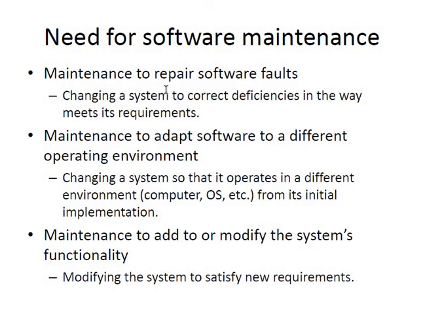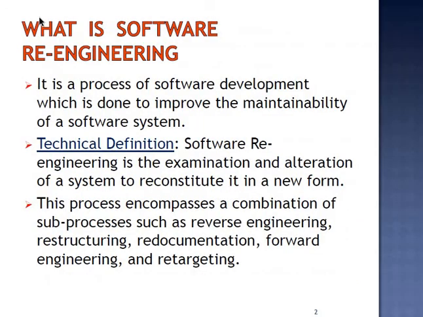So this was all about software maintenance, why we require software maintenance, and the types of software maintenance. Okay. So now the next topic is re-engineering. We are done with software maintenance. The next topic is software re-engineering. So what exactly is software re-engineering? It is a process of software development which is done to improve the maintainability of the software system.